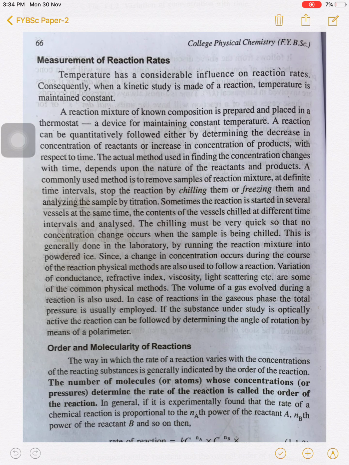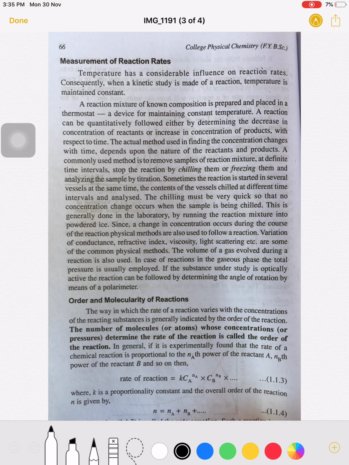So the next point is measurement of reaction rate. How are we going to determine or measure the reaction rates? Temperature has considerable influence on reaction rates. Temperature is the most important factor on which the rate of reaction mostly depends. Consequently, when a kinetic study is made of a reaction, temperature is maintained constant. When we study the kinetics of reactions, we maintain a constant temperature in the lab.